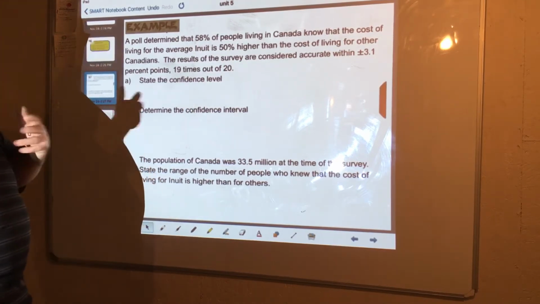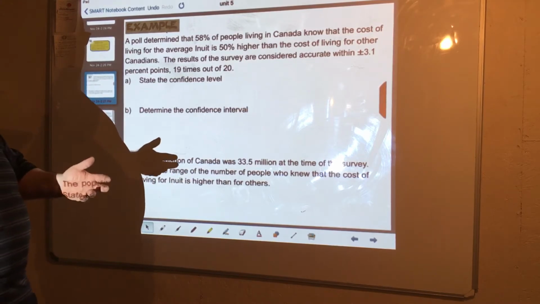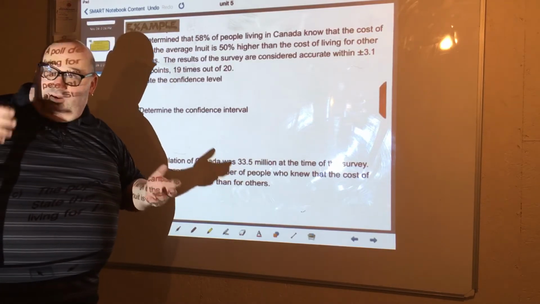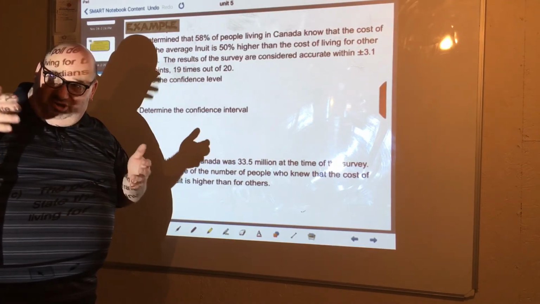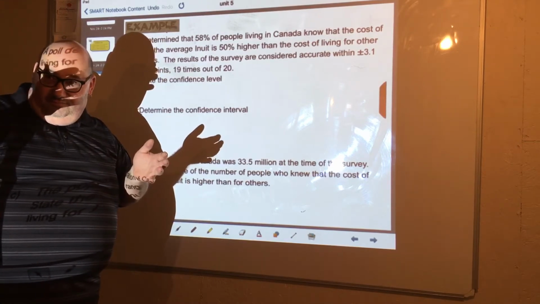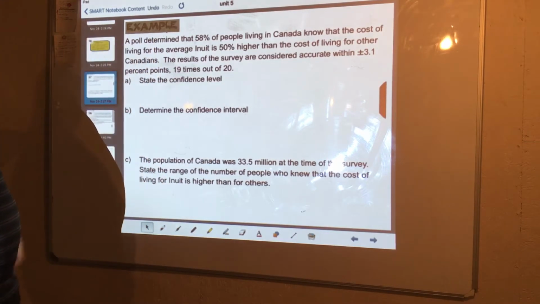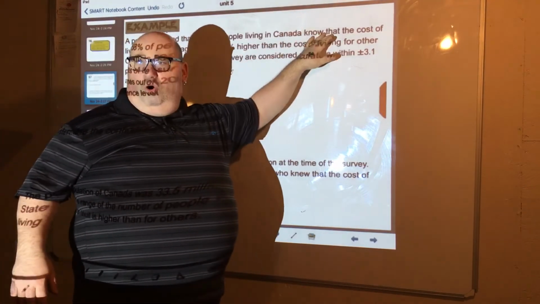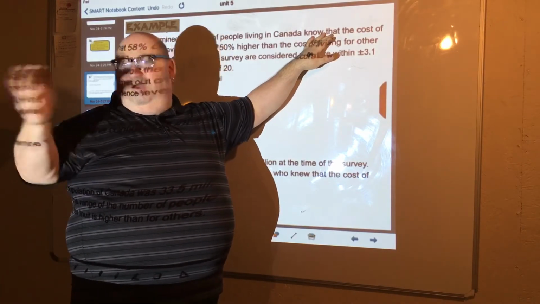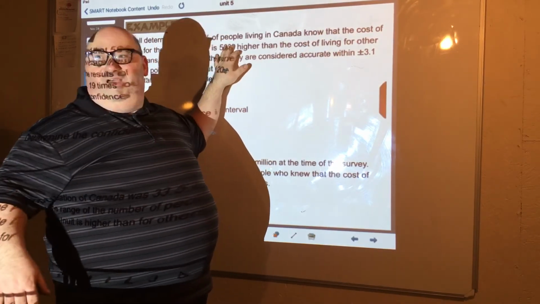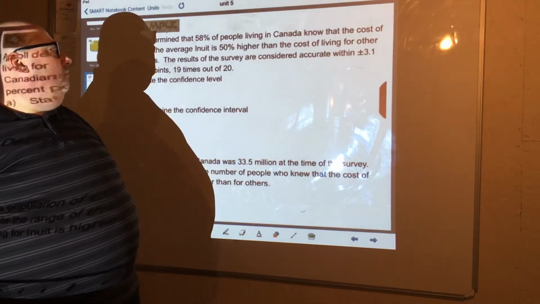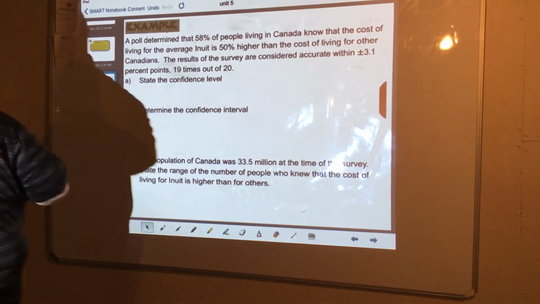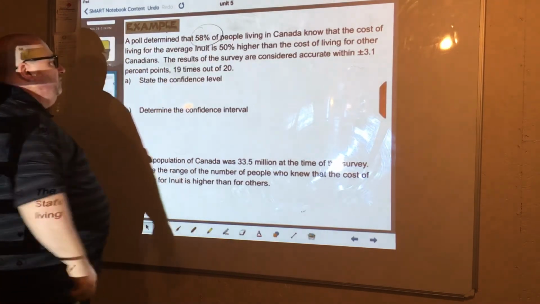So notice that in this question, like a lot of the questions you're going to get, there's going to be a couple different percent symbols in our question, right? Those are there as red herrings to trick you to make sure you pick the right one. A poll determined that 58% of the people know the cost of living. I don't even care what the other percentage is, because it's a red herring, right? So, what percent of people know this? Well, 58% of people know this. Okay, great.